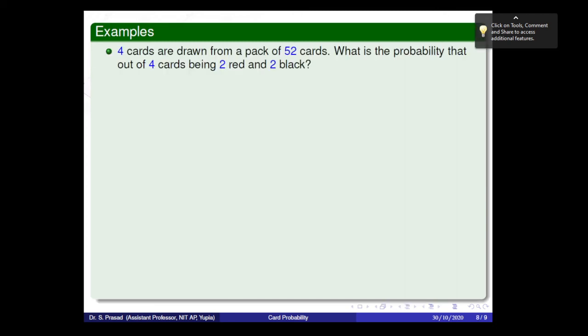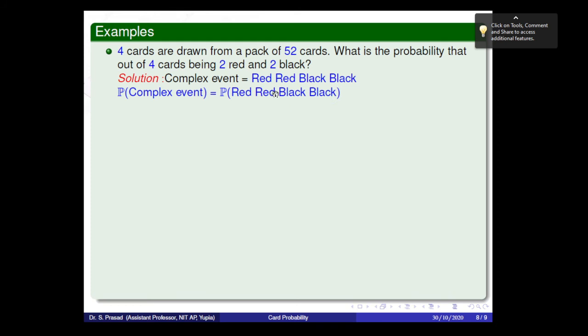Now we move to the next question. 4 cards are drawn from a pack of 52 cards. What is the probability that out of the 4 cards, 2 are red and 2 are black? Now the complex event is 2 red, red red, and 2 black, black black. We know how to find the probability of complex events: the probability of red into the probability of red, into the probability of black into the probability of black, into the arrangement of red red black black.